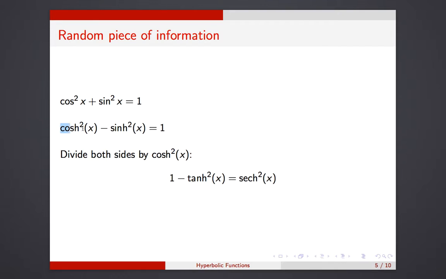From this identity, you can derive other ones if you feel like it. For example, if you divide both sides by cosh squared, then you get a 1 right here, cosh squared divided by itself. Here you get sinh squared divided by cosh squared, which is hyperbolic tangent squared. And over here you get 1 divided by cosh squared, which is hyperbolic secant squared. So once you have one identity, you can usually derive others from it. So this is also true.